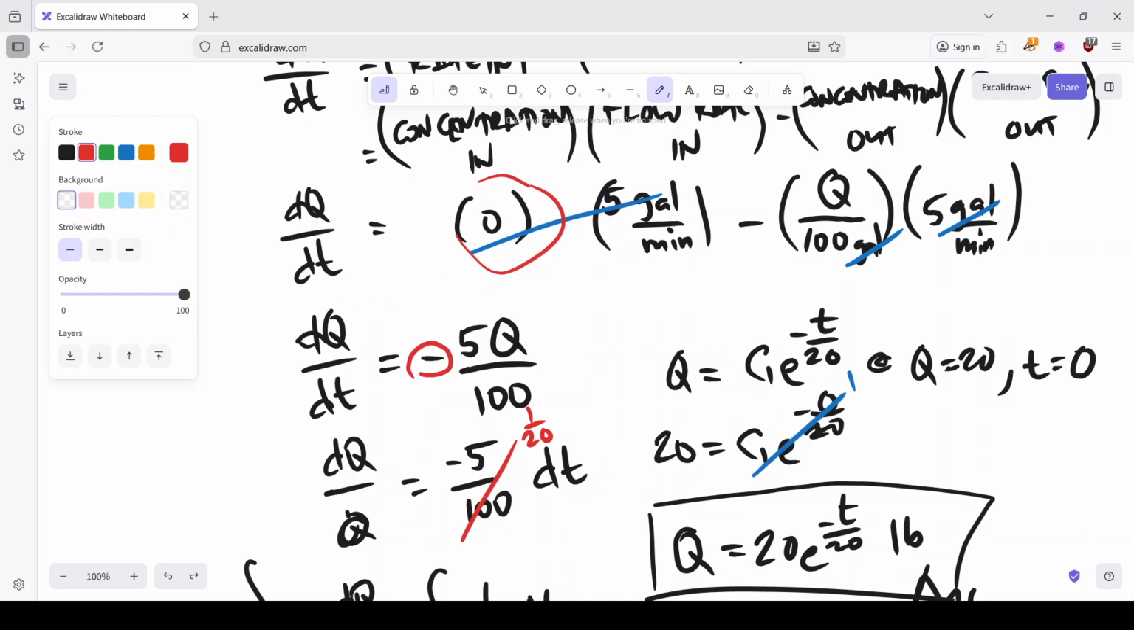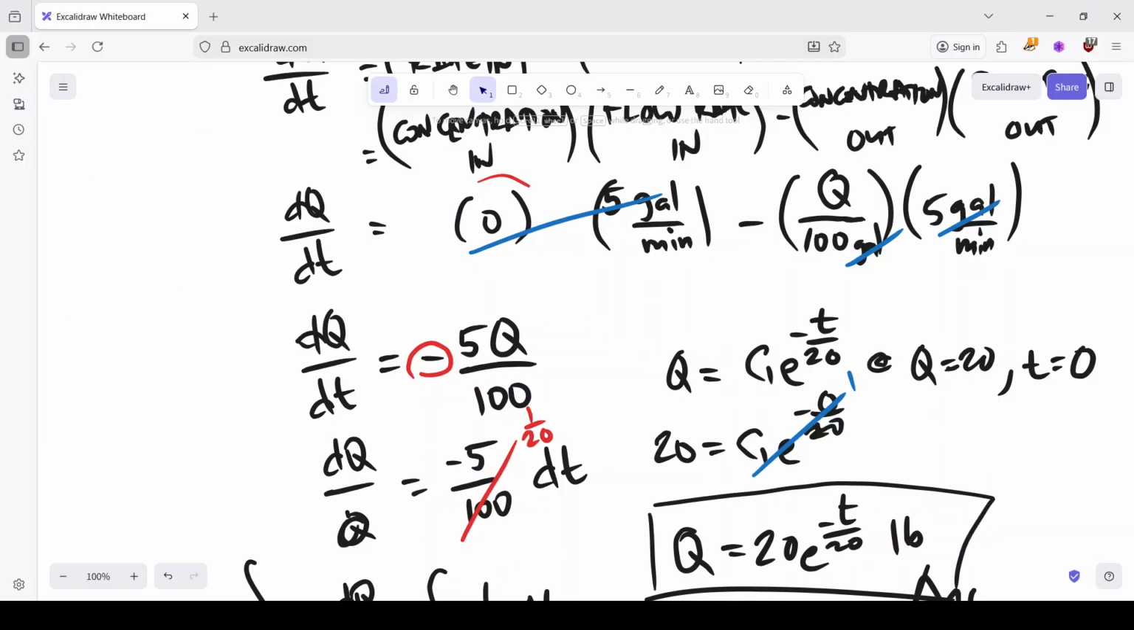I really suggest that you start with the differential equation first and not the derived equation.